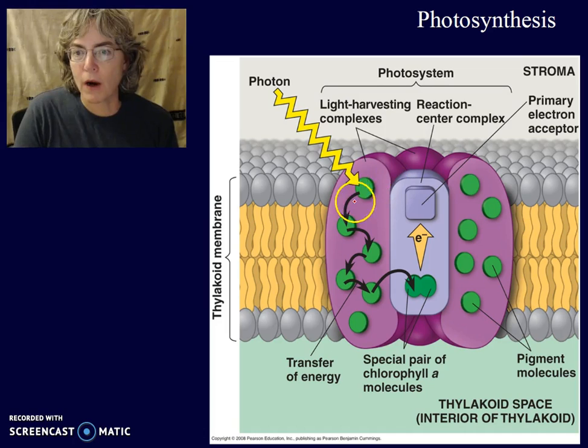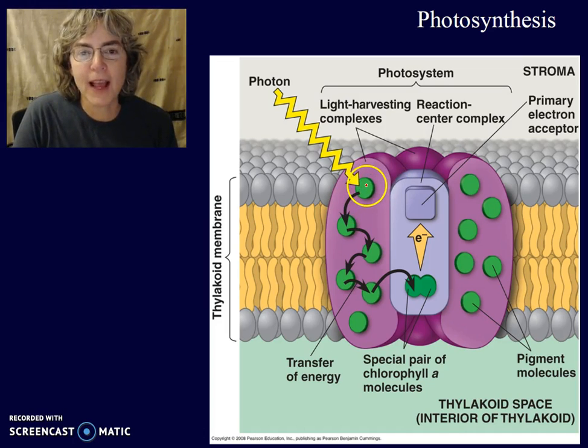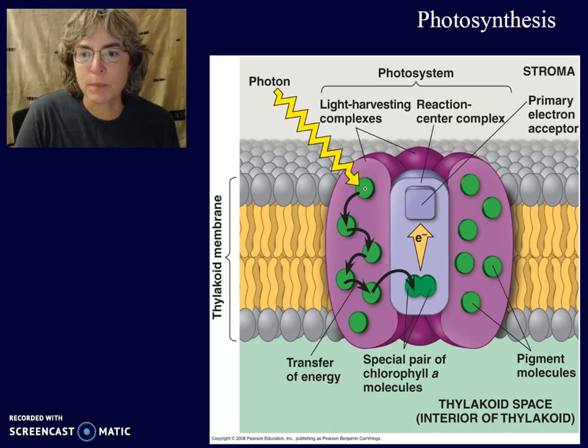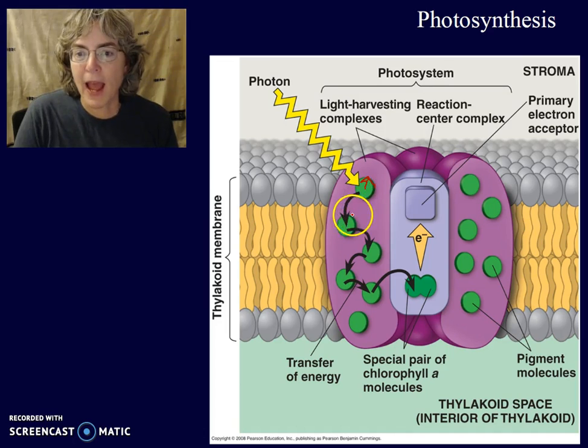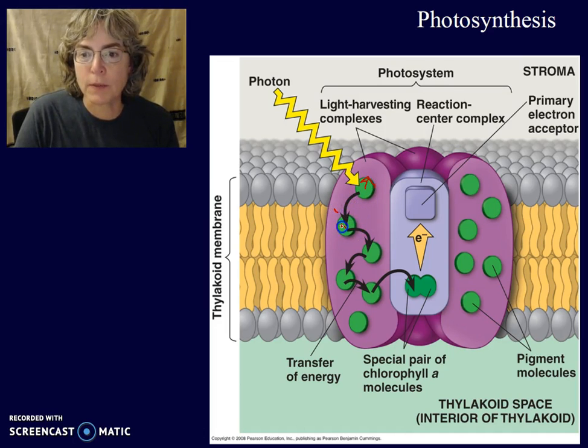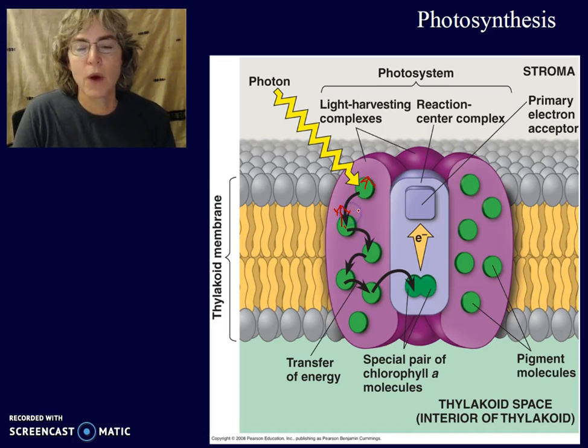Okay, so let's go back. So our chlorophyll A molecule right here, the electron gets bumped up to a higher energy level. And this one over here also gets bumped up to a higher energy level. And this one over here gets bumped up to a higher energy level. And it passes the energy from molecule to molecule. And it's also happening over here.